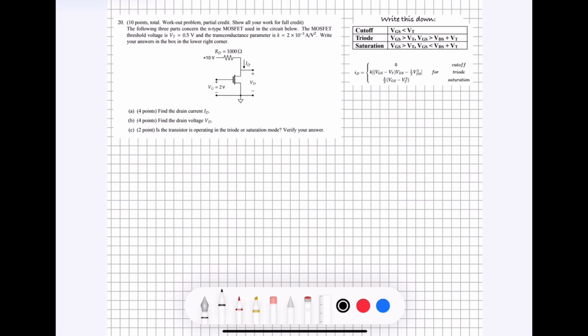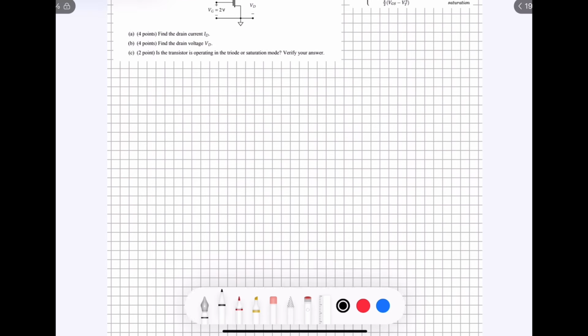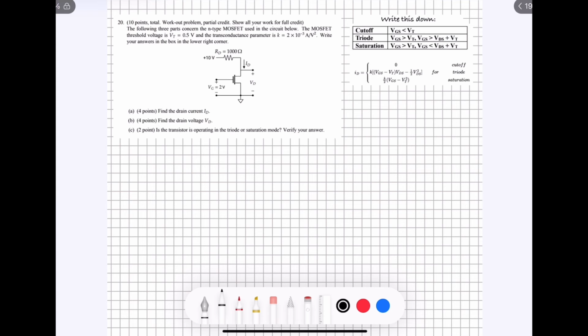Question number 20 says, the following 3 parts concern the N-type MOSFET used in the circuit below. The MOSFET's threshold voltage is Vt equals 0.5 volts, and the transconductance parameter is K equals 2 times 10 to the negative 3 amps per volt squared. Write your answers in the box in the lower right corner. I took out the box, but on the exam, there would be a box down in the corner, probably like over here or something, that you would write your answers in.